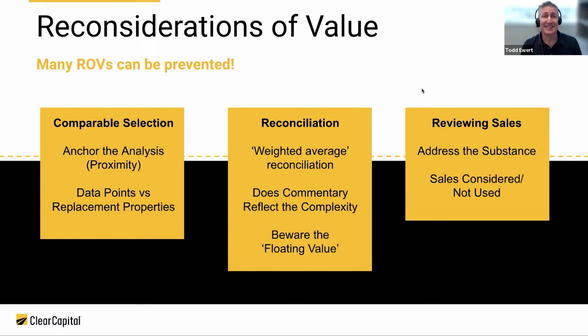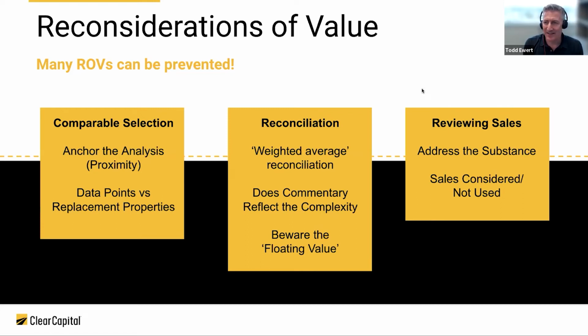Replacement properties are the ideal, of course, but in the absence of replacement properties, having those data points, which after adjustment can demonstrate differences or similarities in marketability between different areas, is critical. And it's a key part of collateral underwriting.